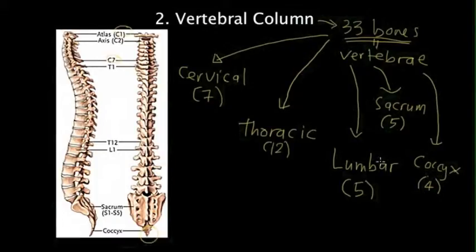So there you have it. You have 5 types of vertebrae. The first type is known as cervical. How many do you have? 7 of them. You have thoracic vertebrae, 12 of them. Lumbar vertebrae, 5. Sacrum vertebrae, 5. Coccyx vertebrae, 4.